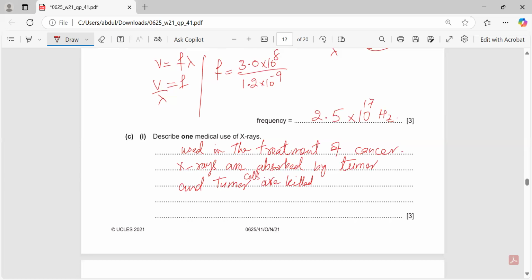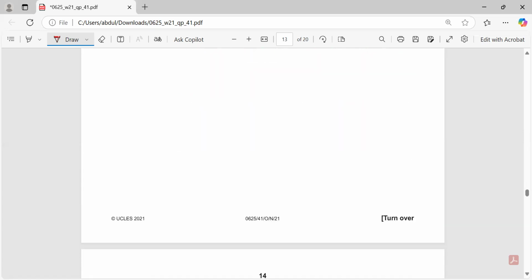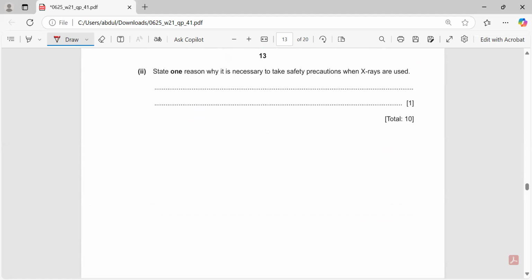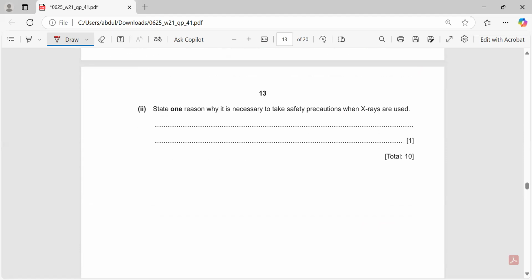Are killed. Something like this. So 3 points, 3 valid marks. Even you can say it can be used to check the fracture in a bone. So then you have to explain accordingly.